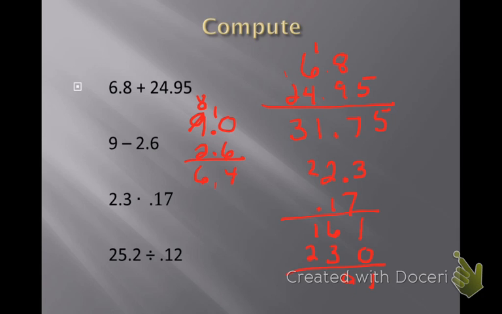Now we add. And now we say, how many places do we have to the right of the decimal? Well, we have 3. Starting at the back, we count over 1, 2, 3, and my decimal point would go right there.